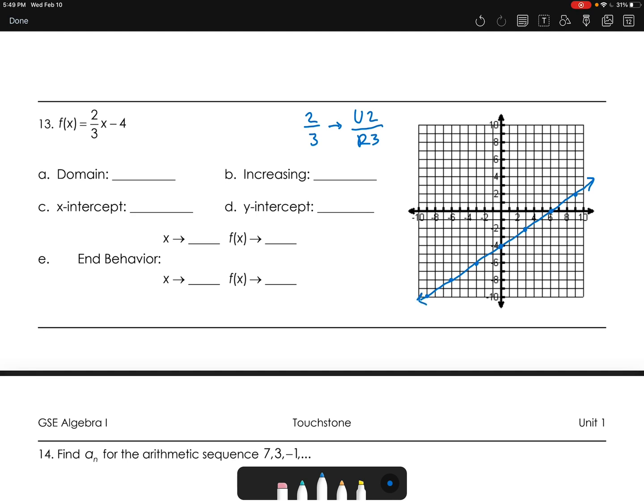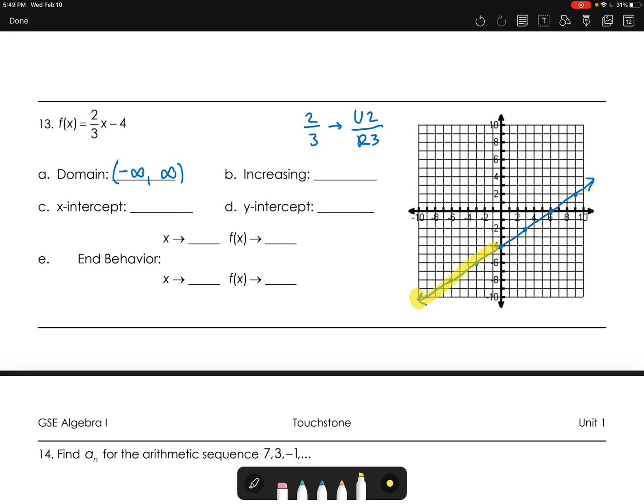And here we go. So domain. Remember we talked about this, guys. The domain for a linear function, as long as there is a slope, the domain is going to be negative infinity to infinity. The question you can ask yourself is, is there anything horizontally stopping this line from going any further, right? And there's not. And so this domain is going to go on in both directions forever.